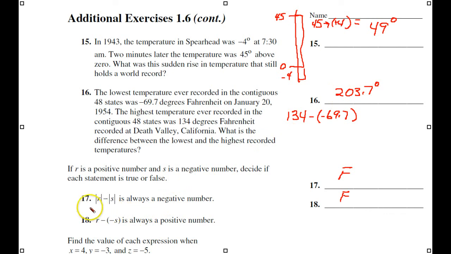Now, looking at number 17 here, is this always a negative number? Because you're subtracting something. Well, if this absolute value is larger than this absolute value, then that wouldn't be true. So this is false. And it applies here as well. If R happens to be a larger negative, then this becomes positive. But because this is such a large negative, it wouldn't always be a positive number.